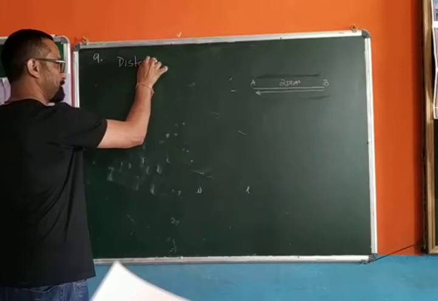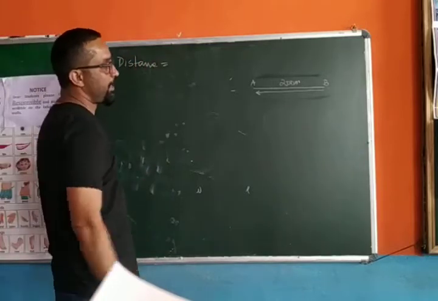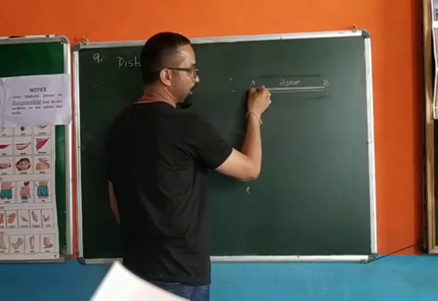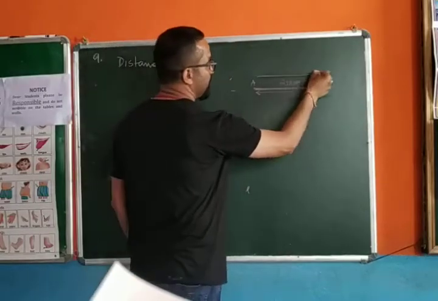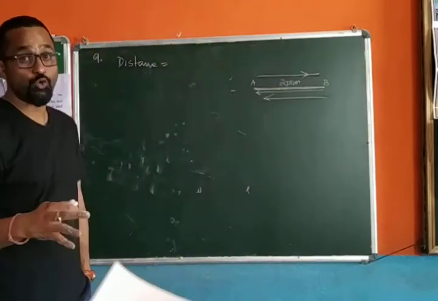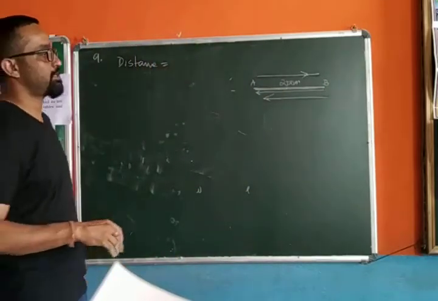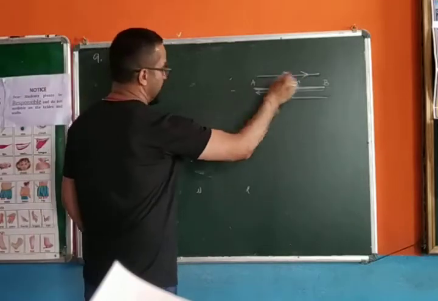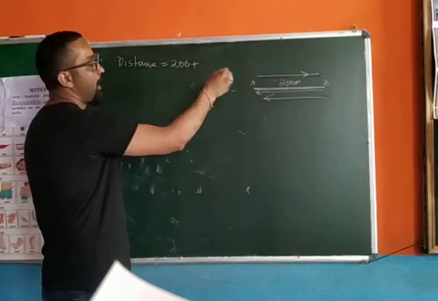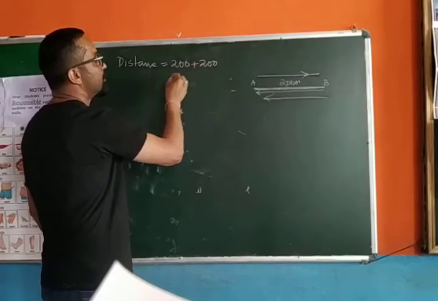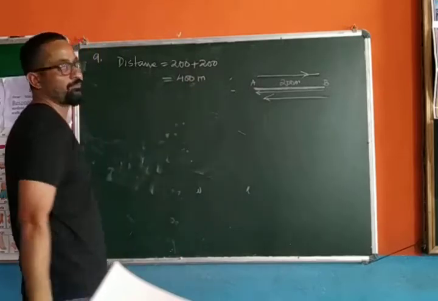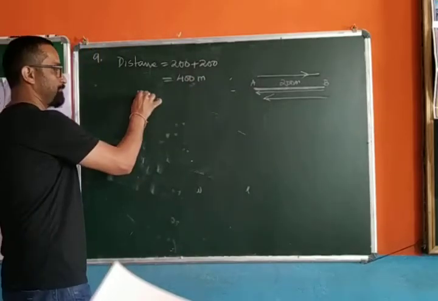Distance. He takes 10 minutes to return back to A. He is traveling and again he is coming back, in total 10 minutes. So the total distance traveled by him is 200 while going and 200 returning, which is equal to 400 meter. Time is given.